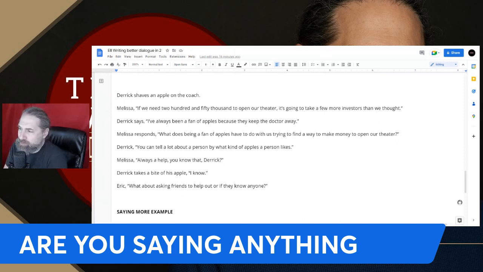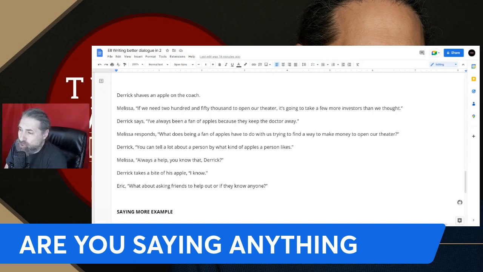Derek shaves an apple on the couch. Melissa, if we need... Oh, by the way, I don't have this formatted correctly with dialogue. Again, it's about the dialogue. It's not about how it would look in a book. It's just the dialogue we're focusing on. Okay. So Derek shaves an apple on the couch.